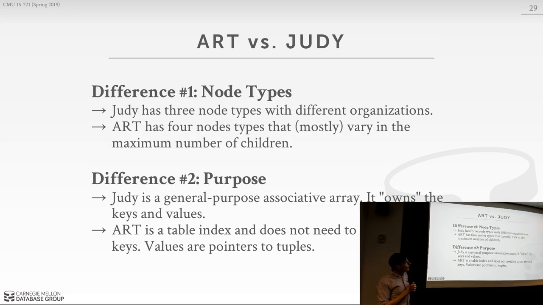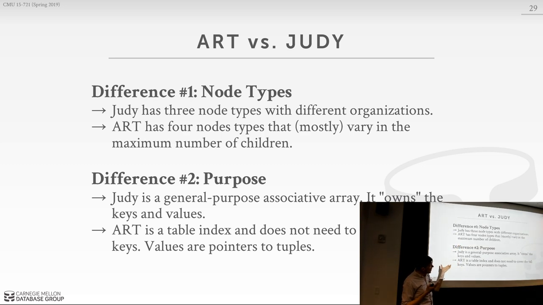All right, so let's compare how Judy arrays are different from the ART index. The node types are going to be slightly different. They're still going to have the uncompressed node and the linear node, but in that middle region, instead of a bitmap node, they'll have another node type. In the case of Judy arrays, they had three node types. In the ART index, they have four node types.